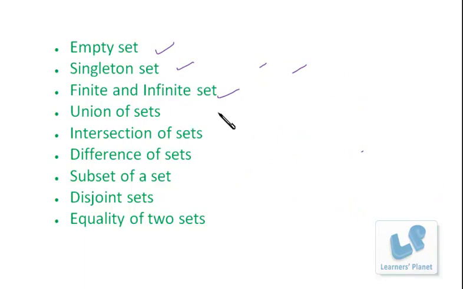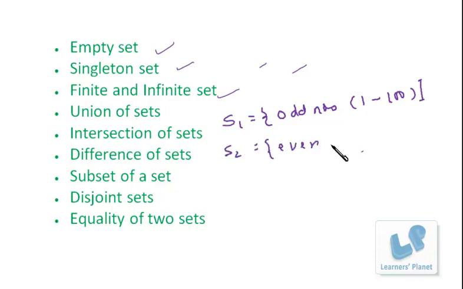Say one more example. Suppose I have a set, that is S1. In this I have odd numbers from say 1 to 100, right? And the second set, S2, is even numbers from 1 to 100, right? Now what will be their union? That is represented as S1 U S2.